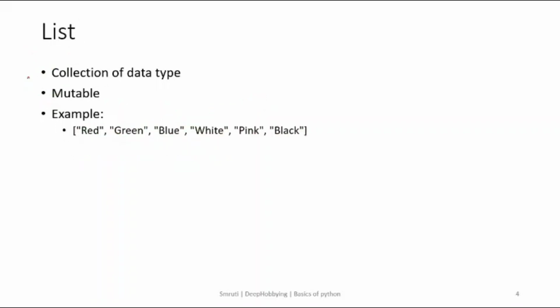List is also a collection of data types, and it is mutable, unlike tuple. You can represent a list in Python by using square brackets, and you can pass your values or elements within the square brackets using a comma as a separator. This is one example of a list, which has 6 elements, and each element of this list is a string data type, but same as tuple, it could be any one of the 6 data types.